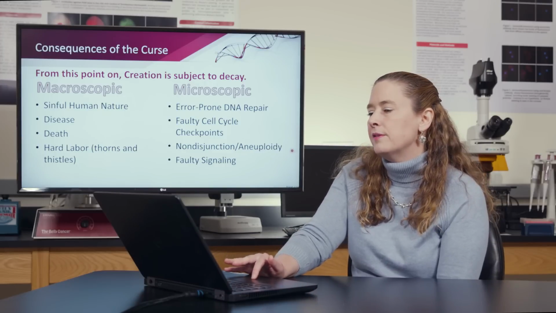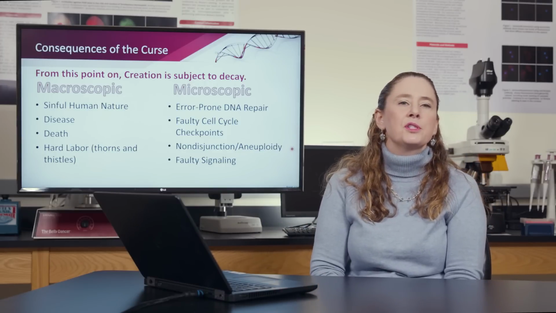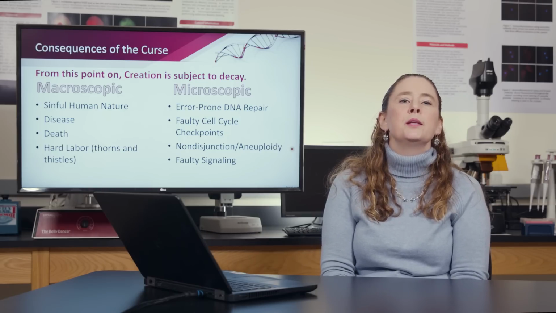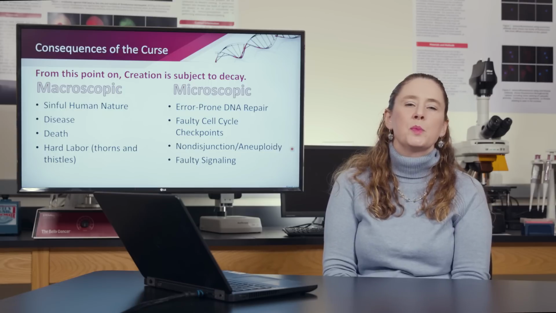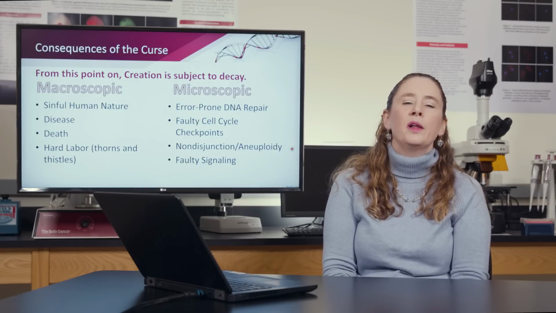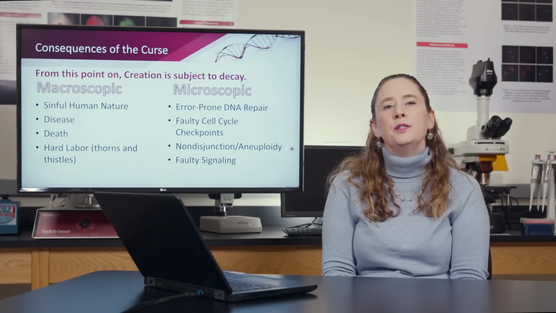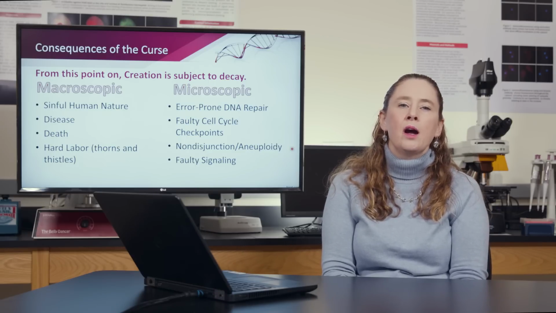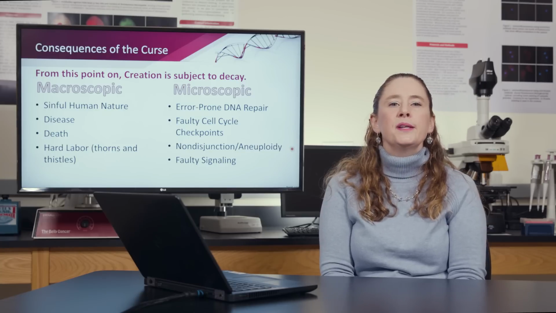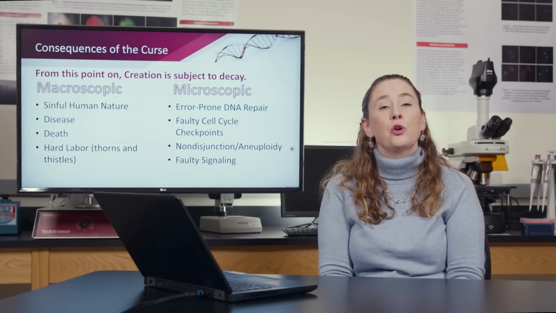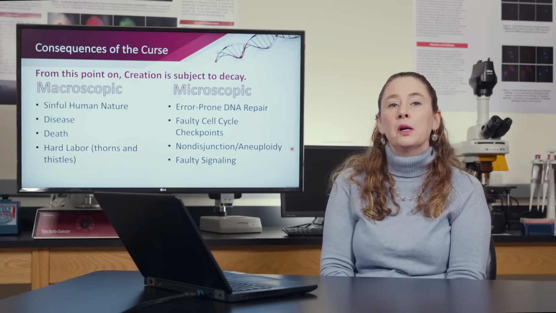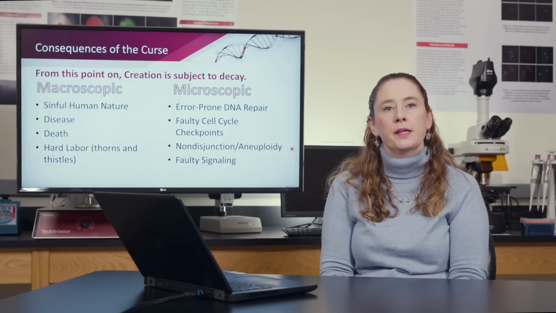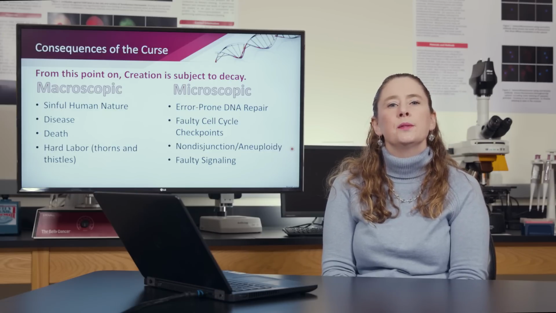Another effect of the curse that is seen at the microscopic level is non-disjunction. Non-disjunction is simply unequal partitioning of chromosomes, and it can lead to what we call aneuploidy. So let's use a human cell as an example. Most of the cells in your body are diploid cells. Diploid cells have 2 copies of each chromosome. However, an aneuploid cell would have either too many copies, like 3, or too few copies, like 1.